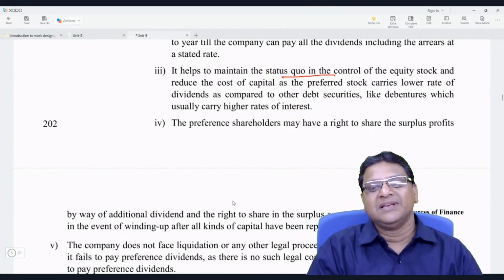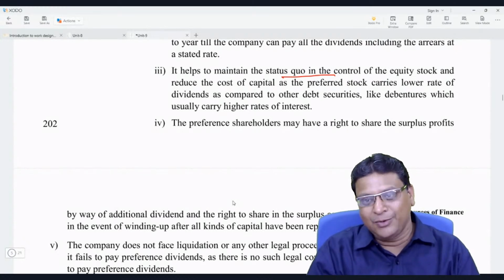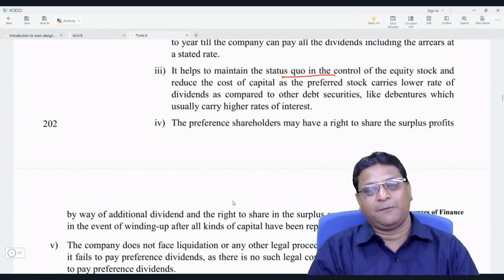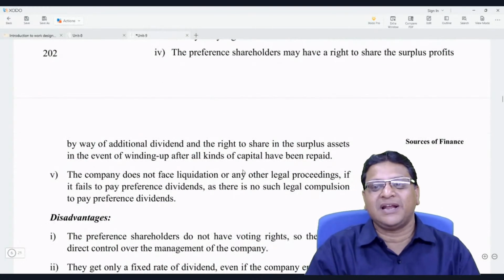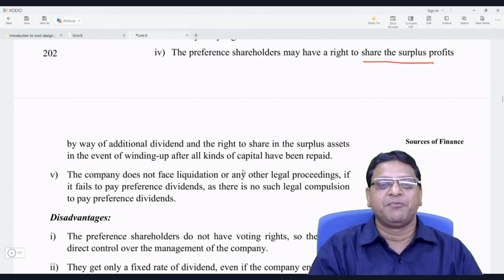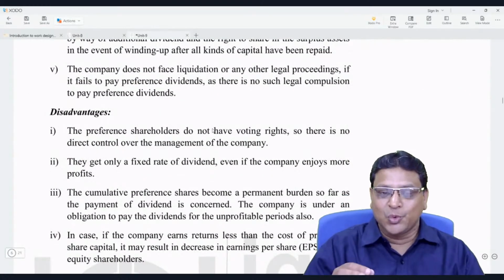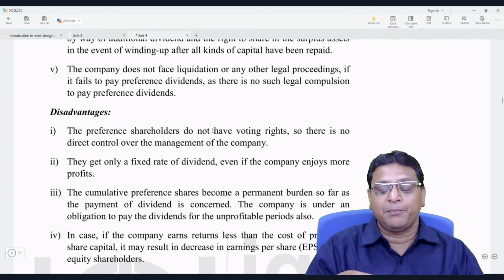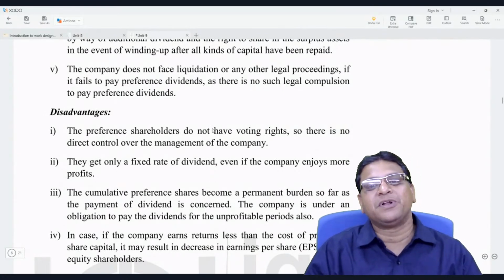If a company issues preference shares, then its control will not be hampered. The control of the equity shareholders will not be diluted. The preference shareholders have a right to share the surplus profit in case of participating preference shares. Next, there is no legal binding on the part of the company to pay dividend to preference shareholders.